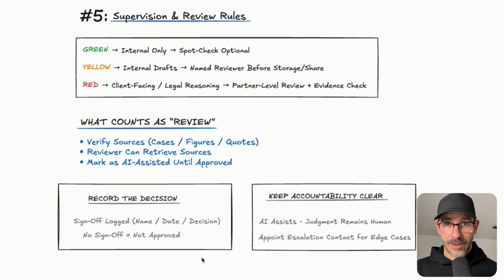Define how to record a decision. Reviewer sign-off, name, date, and decision should be captured where your policy keeps the AI review record. Because "I didn't know" is not a defense. A recorded decision is required.